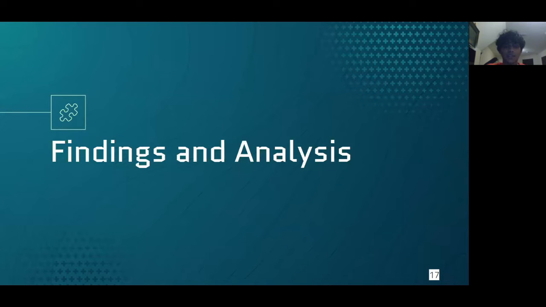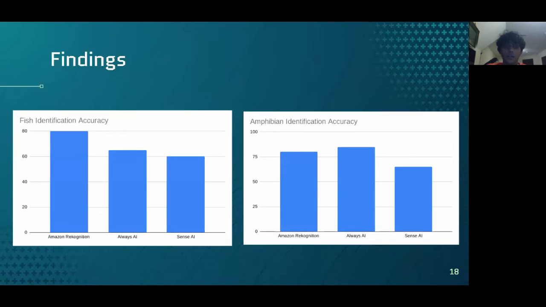Next is findings and analysis. From the graph on the left, we can see Amazon Rekognition had an accuracy of 80% when identifying fish, while Always AI and Sense AI had accuracy percentages around 60%, with Always AI a little higher.